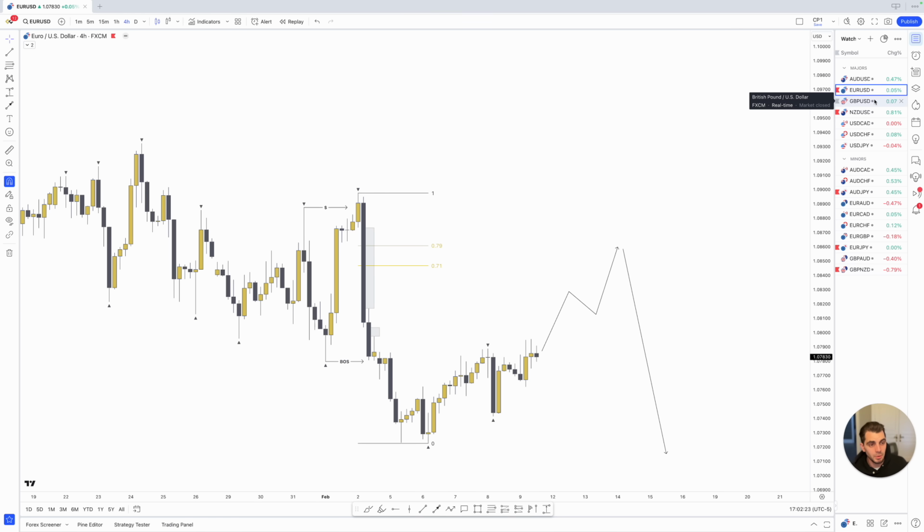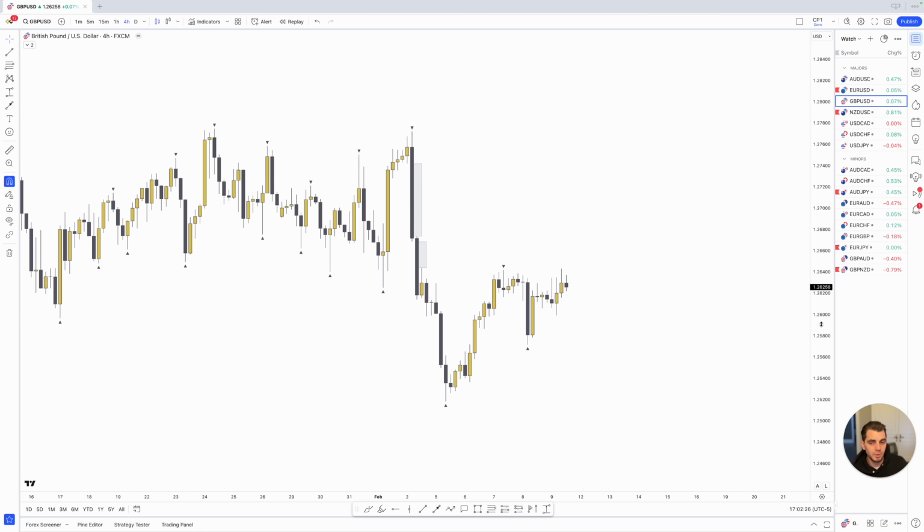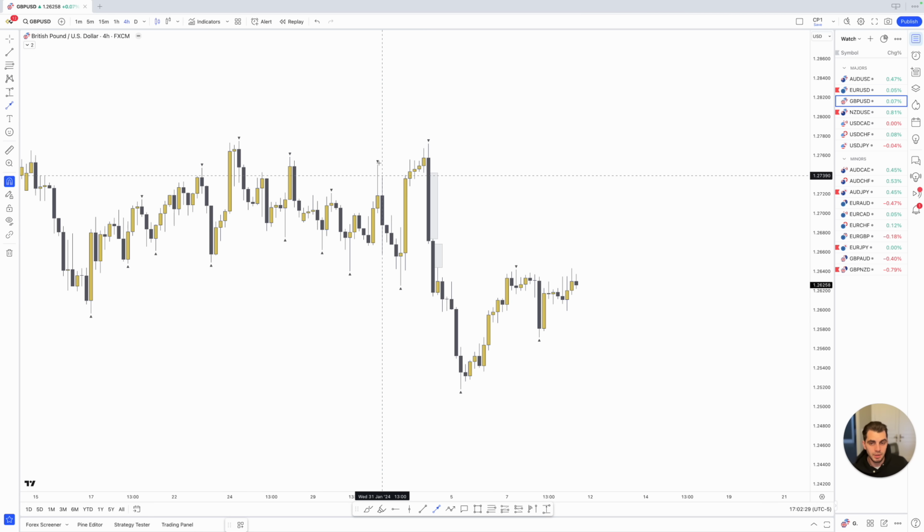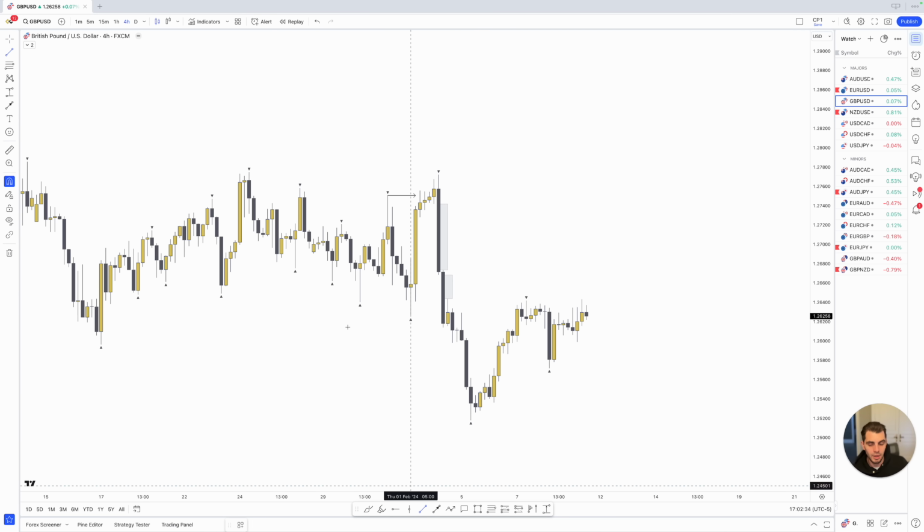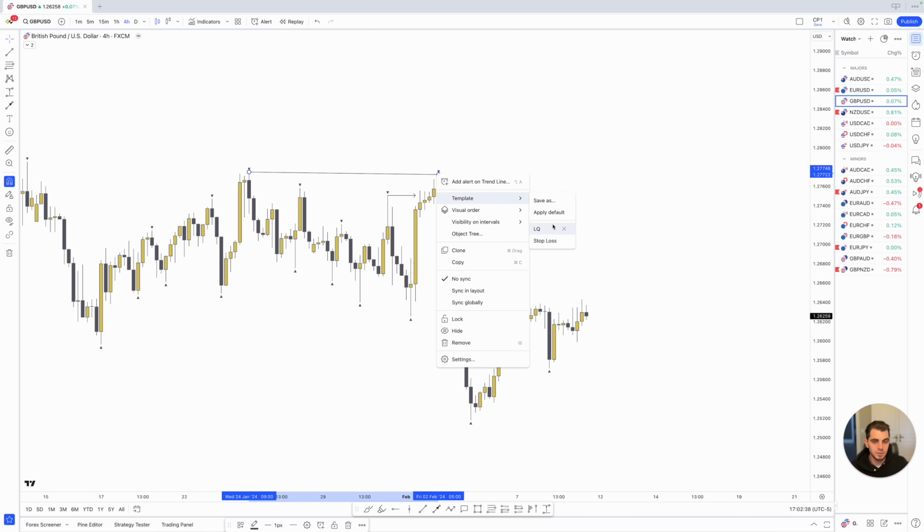So moving on to GBP USD, it's a pretty similar situation, but it's a little bit more subjective. We have that same liquidity grab right around here. However, I just don't like how these equal highs here look. So that to me is still just a bit iffy.